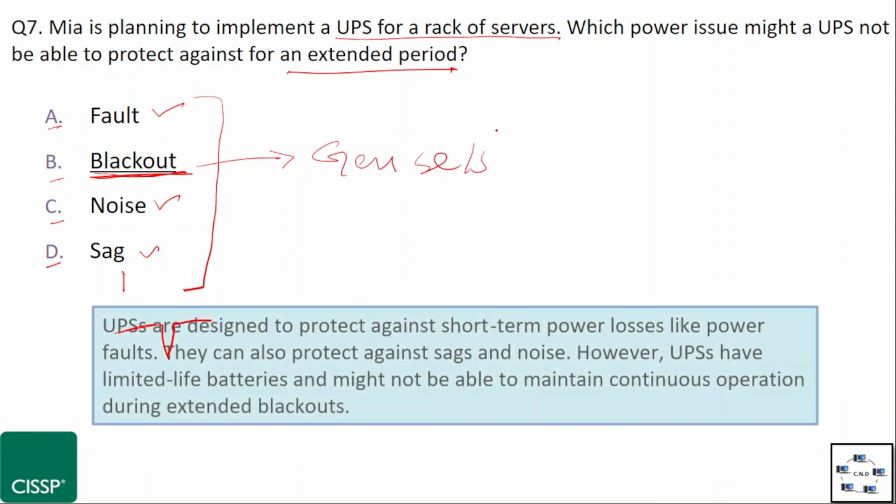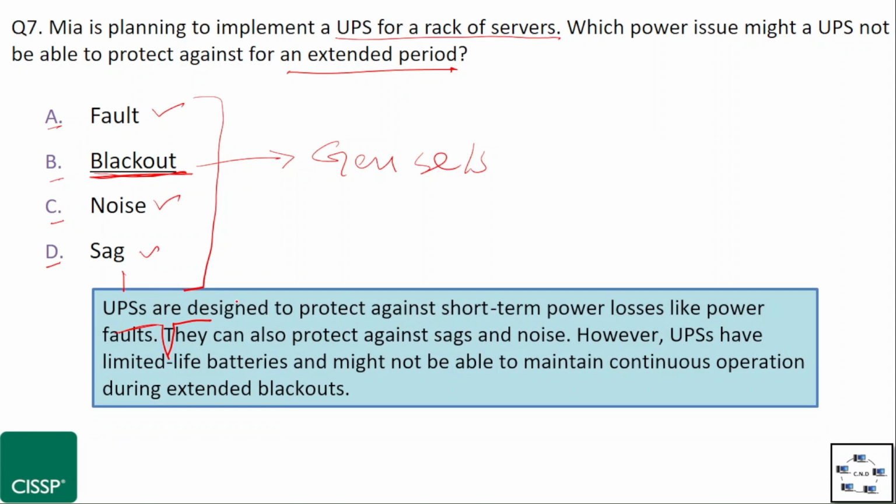So the correct option is basically blackout. UPSs are designed to protect against short-term power losses like power faults. They can also protect against sags and noises. However, UPSs have limited life batteries and might not be able to maintain continuous operation during extended blackouts.